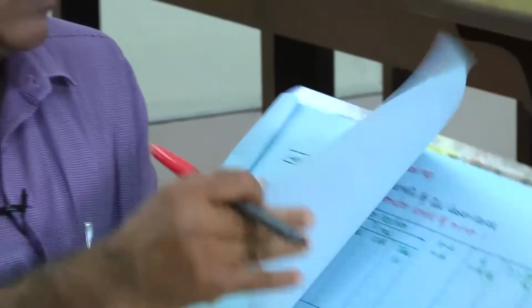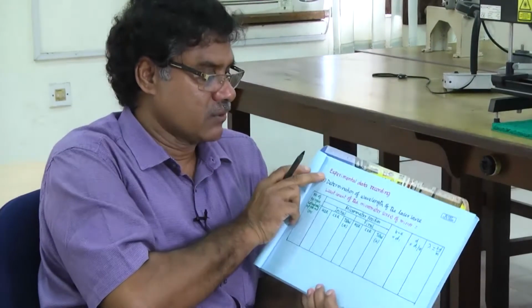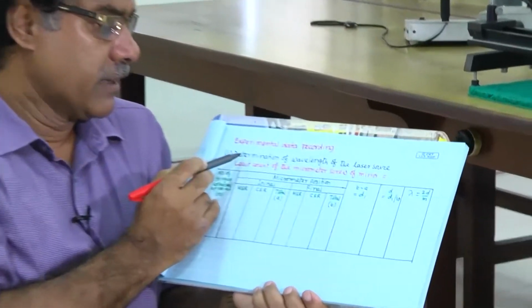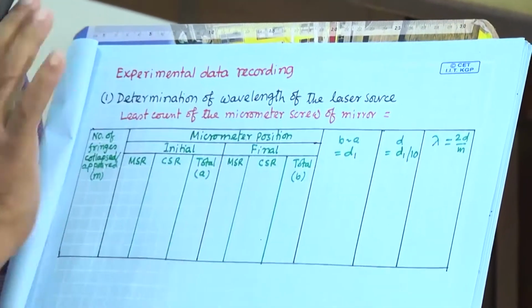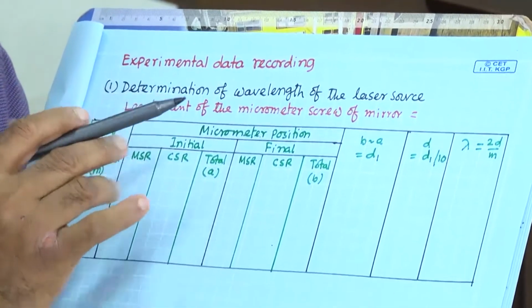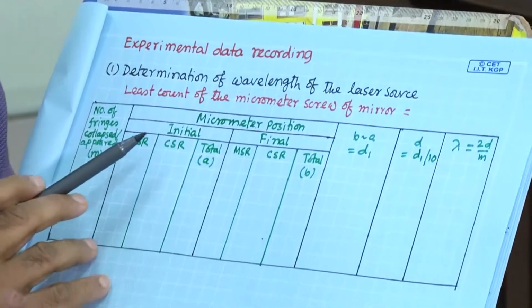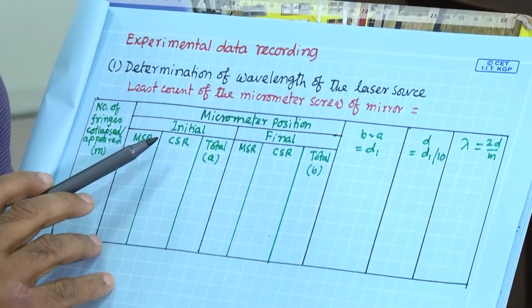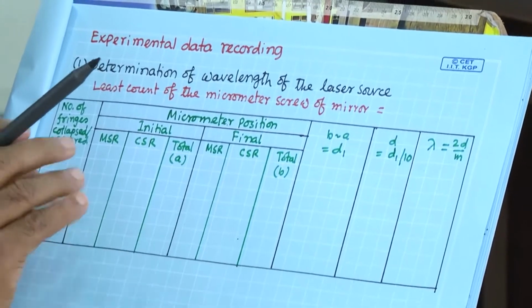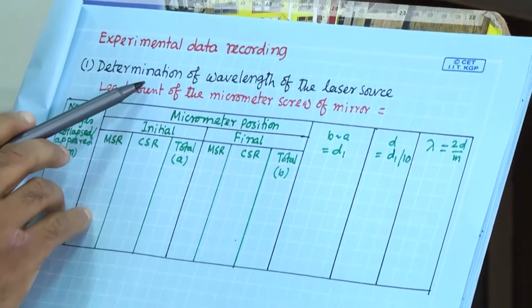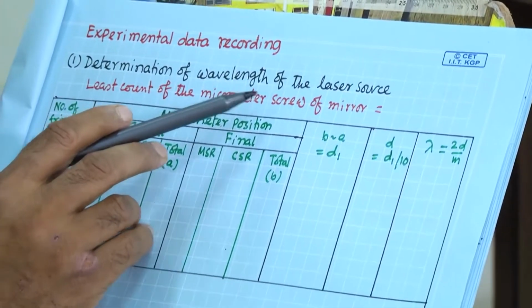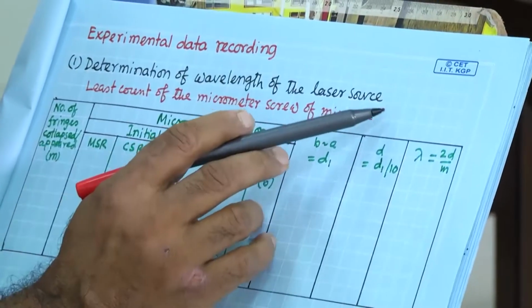So, how will we note down the experimental data? Let us just review that. Determination of wavelength: there are two parts of this experiment, one is the determination of the wavelength of the laser source. There we have to change the distance of the mirror. So the least count of the micrometer screw of the mirror, that we have to note down.